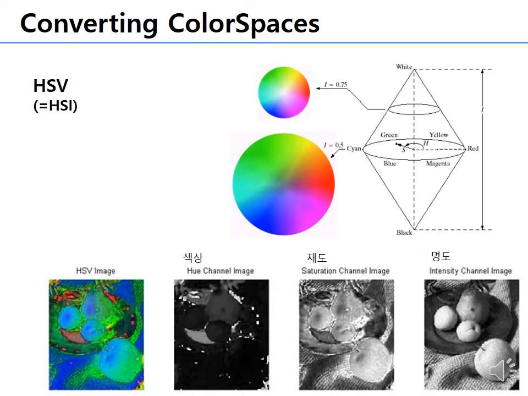Another color space is HSV. This is hue, saturation, value. Another name of HSV is HSI, where the I is intensity. So they use three channels. One is the hue channel, the color channel, and the saturation channel. Saturation is related to how clear the color is, and intensity is the brightness of that color.